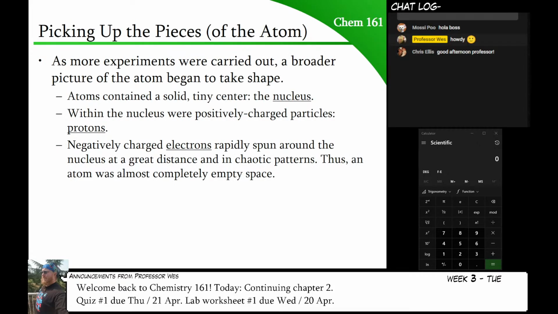All right. So, what we have learned from all these experiments that we described on Thursday last week and then the Rutherford experiment today is that the following must be true based on our findings. An atom contains a solid tiny center that we're going to call the nucleus, and the nucleus is extremely dense. When I say extremely dense, I mean like holy shit dense.